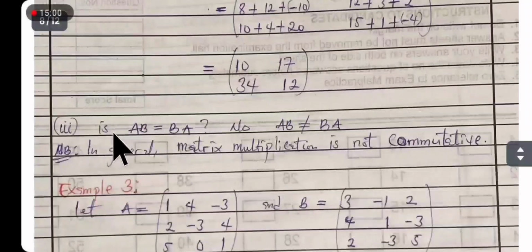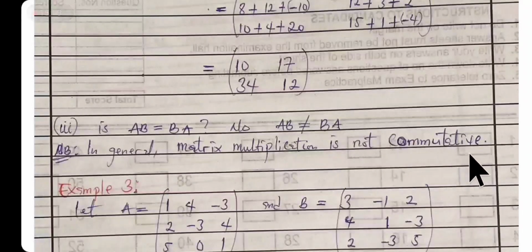So the third question says, is AB equal to BA? No. AB is not equal to BA. Note, in general, matrix multiplication is not commutative. Yes, matrix multiplication is not commutative. Very, very important.